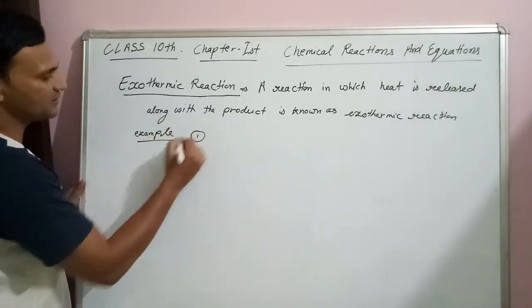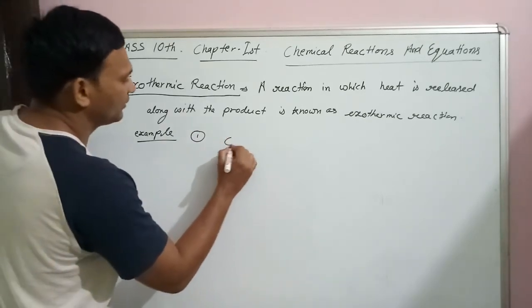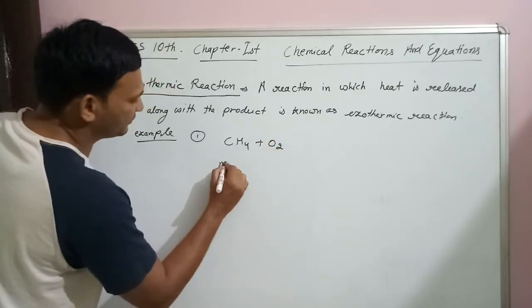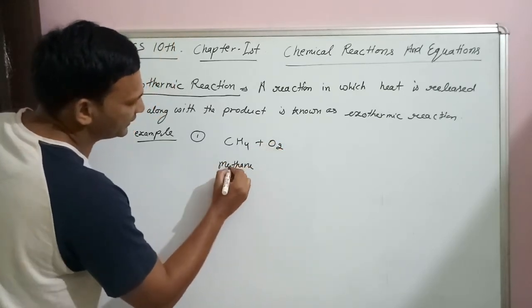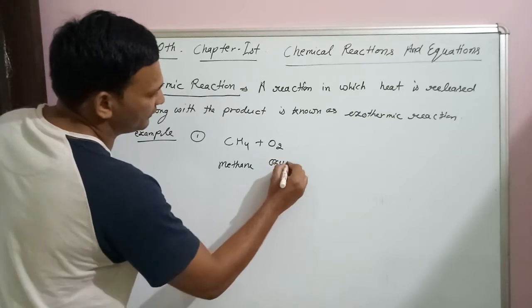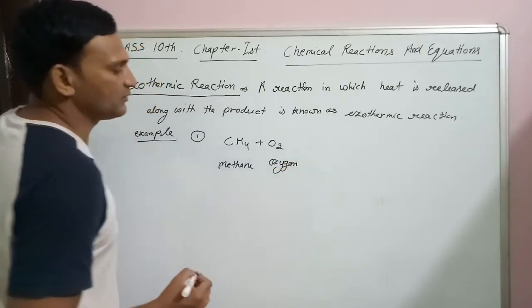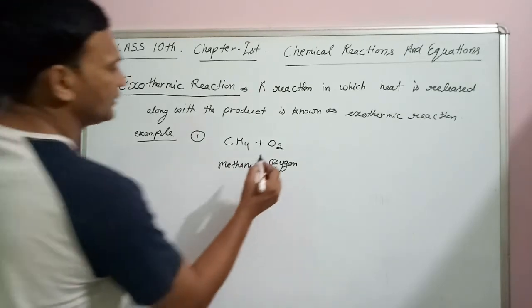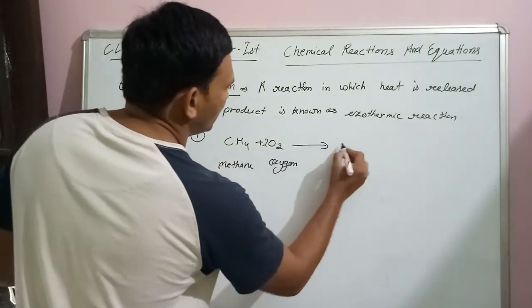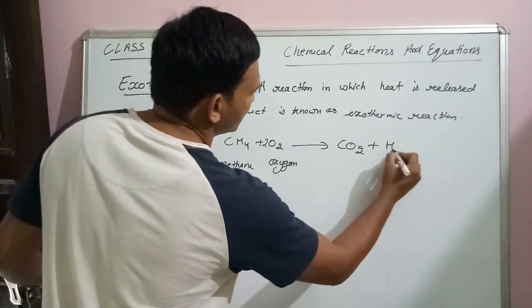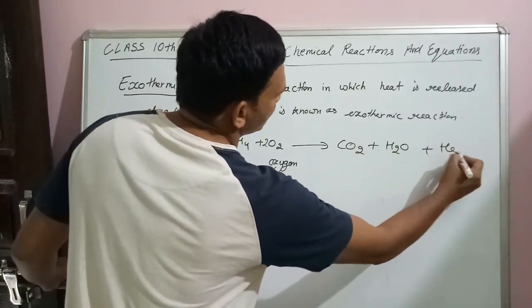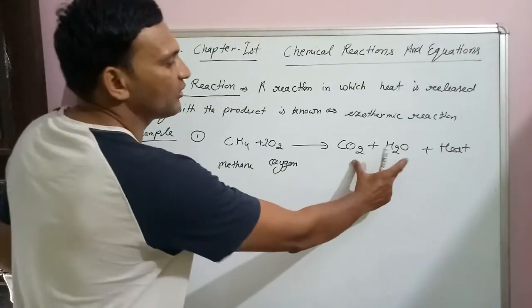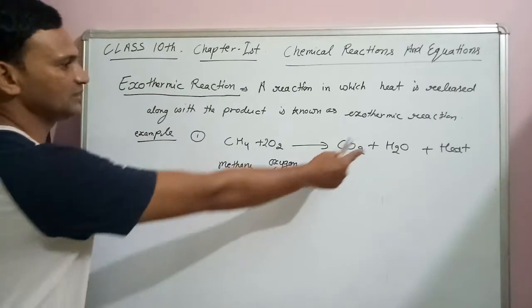For example, first example, CH4 plus O2. CH4 is methane. What is the formula of oxygen? So when methane reacts with the oxygen, 2O2, it will produce CO2 plus H2O plus amount of heat is released along with the products. So heat is released here.